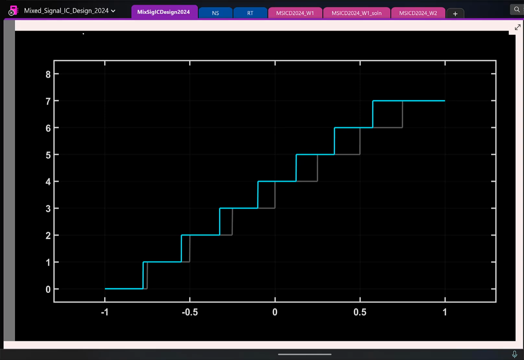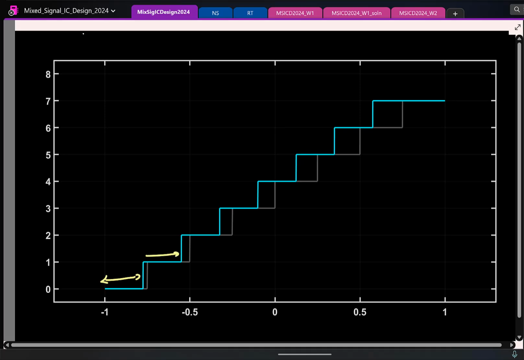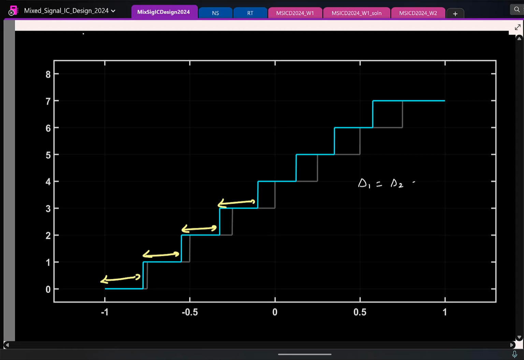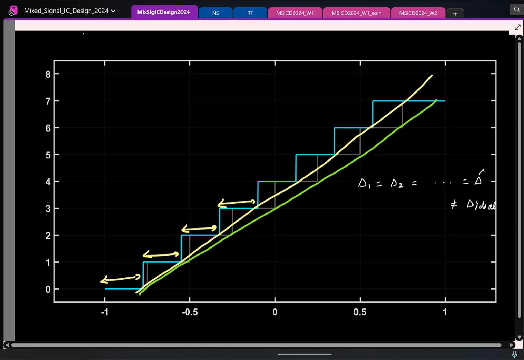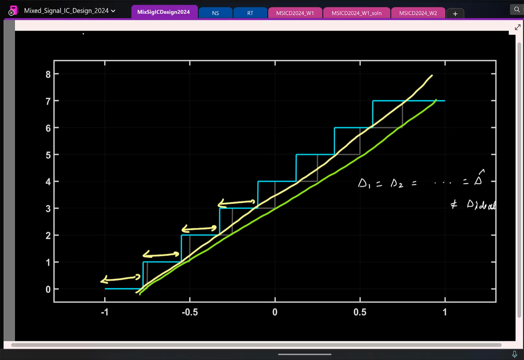It's not exactly a shift. Or the other way to see, here the code widths for all the codes are the same. The delta 1, delta 2, they are all the same, equal to some delta hat, but that is not equal to the ideal code width. That's all. So if I try to join the transition voltages, in one case I will get a straight line. In the non-ideal case, I will still get a straight line, but what is different?